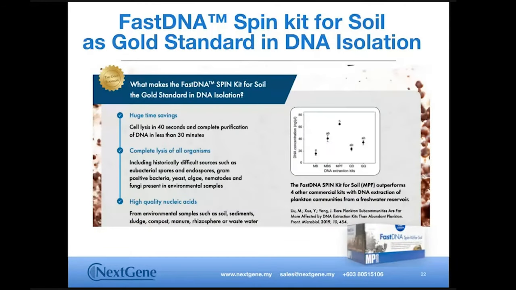Okay, so the final is the FastDNA spin kit for soil. This is considered the gold standard for DNA isolation. How is this the gold standard? Looking into the research done by the MPBio team on the right-hand side, you can see that the FastDNA spin kit for soil outperformed the other four commercial kits with DNA extraction of plankton communities from a freshwater reservoir. This indicates a complete lysis of all organisms with high quality of nucleic acid. Also for this kit, the cell lysis time is only 40 seconds, and the complete purification of DNA is less than 30 minutes per sample.